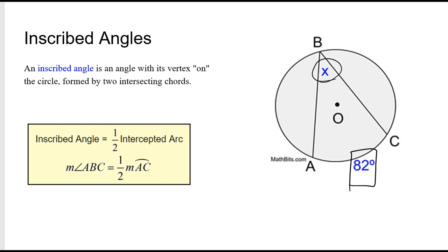So if we're looking at this picture on the right that I've been circling, if this is 82, this is simply 41. And I got that because it's half. Always think of this as the smaller angle and this as the bigger arc. So inscribed angles, the angle here is half of the intercepted arc. Intercepted arc being from A to C.